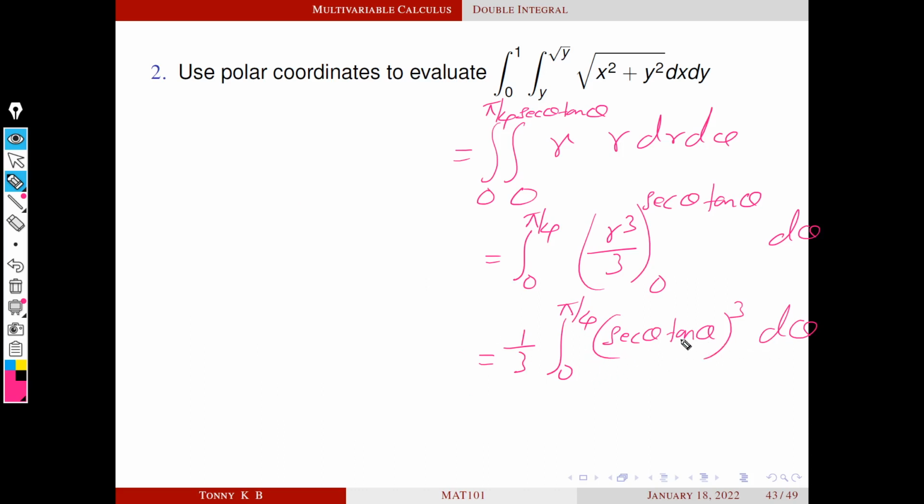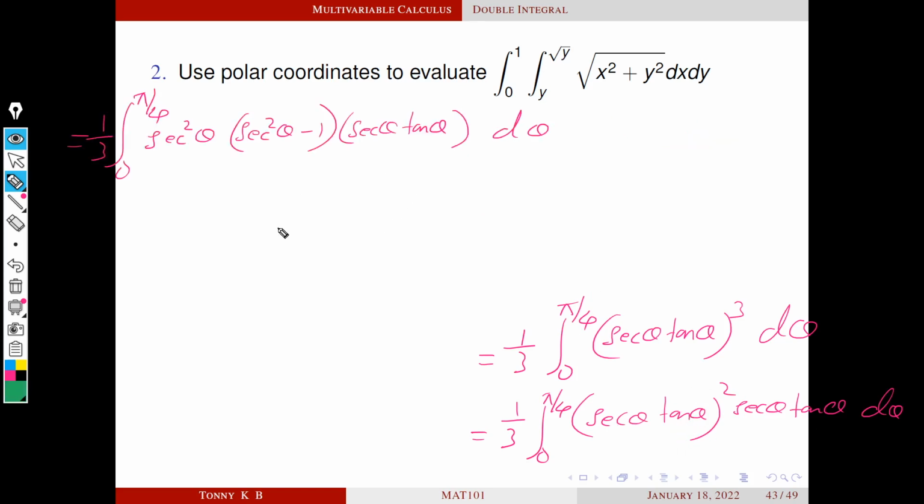For integrating this term, we use a simple technique. We split this term as sec theta tan theta square into sec theta tan theta d theta. Next, this becomes sec square theta into tan square theta. Then we substitute tan square theta by sec square theta minus 1. So this becomes sec square theta into sec square theta minus 1, and the remaining term is sec theta tan theta. Next we make a simple substitution, that is u equal to sec theta.